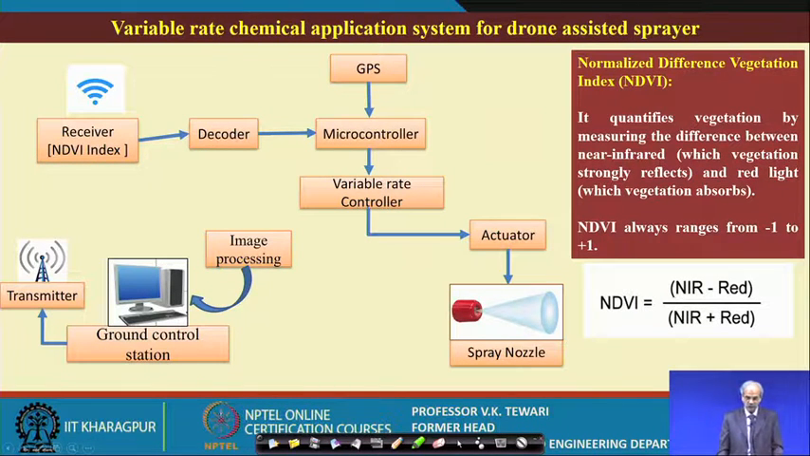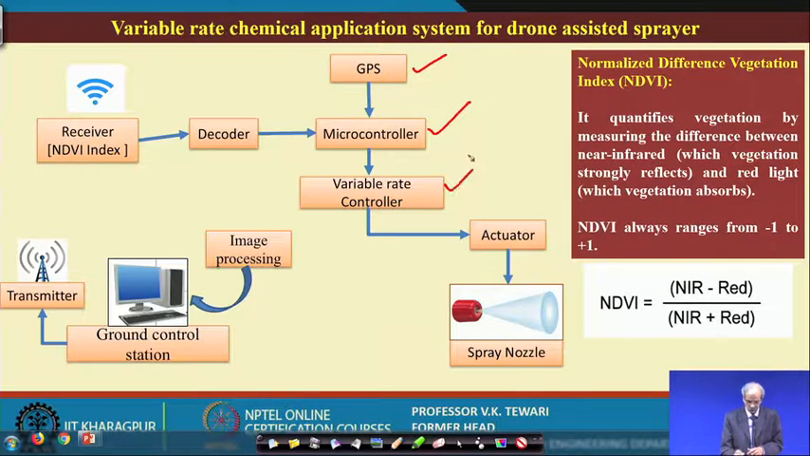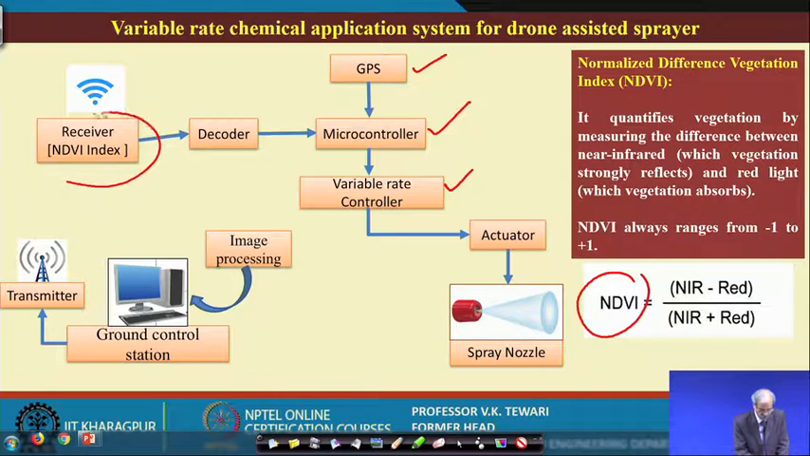The variable rate chemical application system for a drone-assisted sprayer. Now, the whole thing has been put here again. Now, you just see how some more details are there. You can see here the GPS, fine. You have the microcontroller, yes. Then the variable rate controller, which will control this. Now, what do you need here? Our requirement is this NDVI, because we would like to maintain a certain NDVI with respect to our task. So, that NDVI index receiver is here.